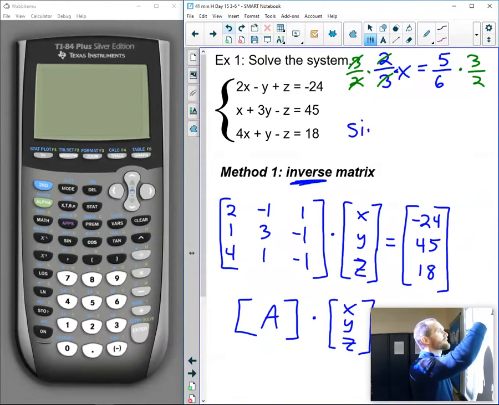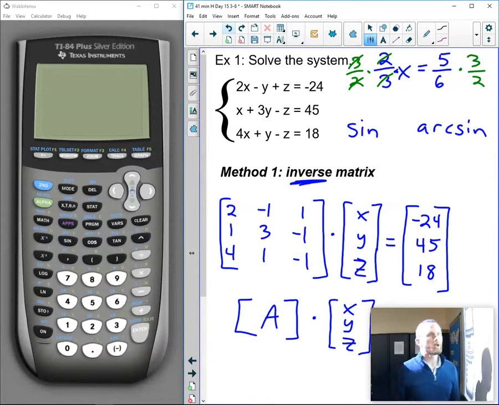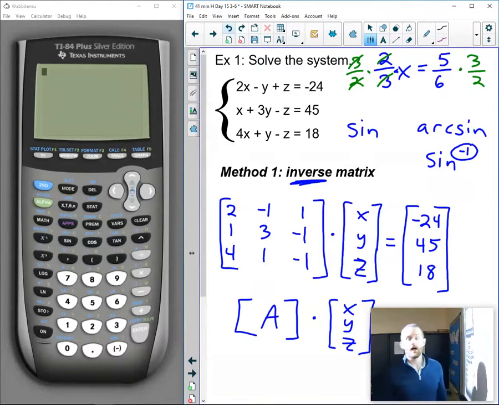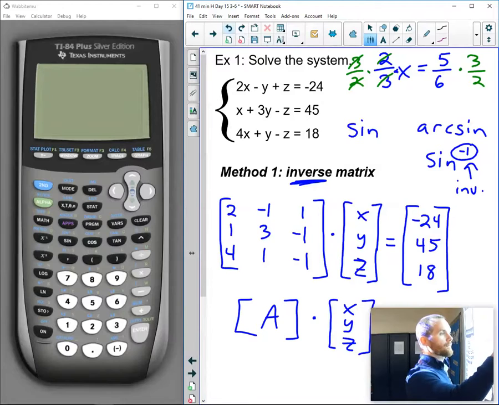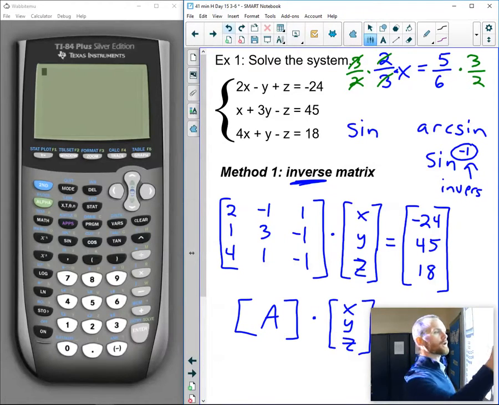And that sort of goes back to sine and arc sine, which hopefully you remember from geometry. Arc sine is the inverse of sine, but the way the calculator wrote it, they wrote it as sine to the -1. Now, this -1 is one of my least favorite things about a graphing calculator because it makes it look like it's sine raised to the -1 power. But this -1 right here means inverse. So that's the button we're going to be using to tell the graphing calculator, okay, we want the inverse of our matrix. So just keep that in mind as we go through our steps.